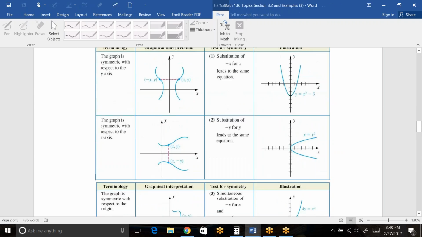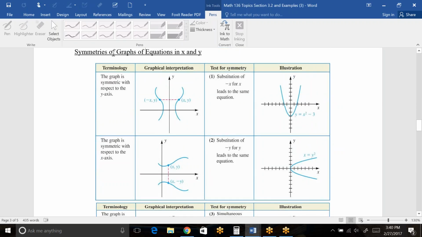Okay, another topic, like I said, we were going to come to is symmetry. So this is showing you that graphs can have symmetry, and lots of them can have symmetry, but there are 3 specific kinds that we care about. One symmetry is called y-axis symmetry. Notice that your graph is a reflection of itself across the y-axis.